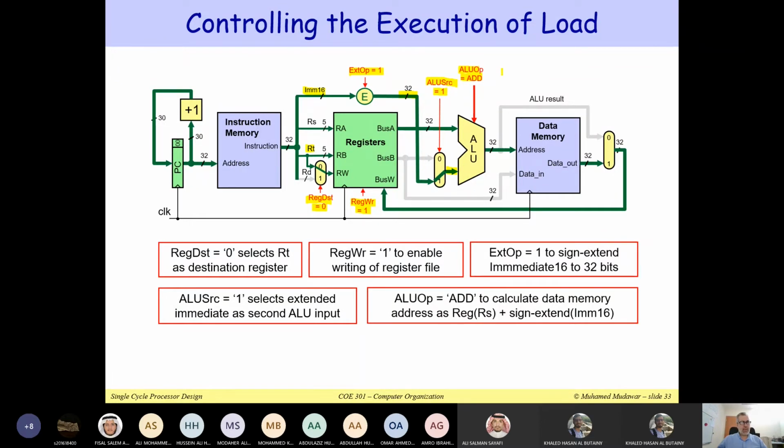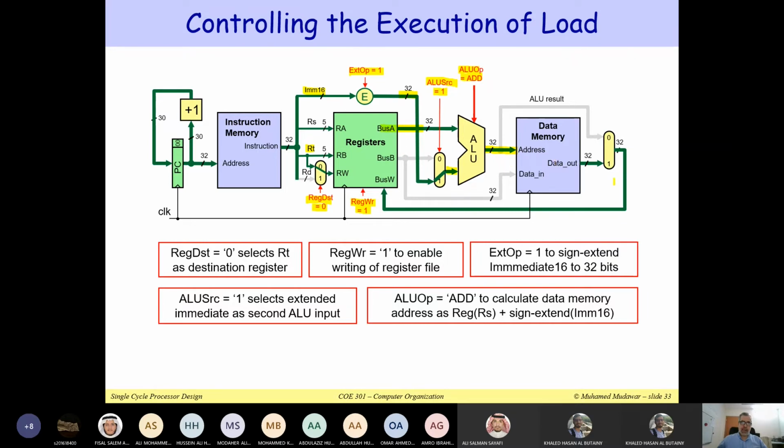So what are we adding? We are adding the base address, which is available on bus A. So bus A here will be the base address. This is my first ALU input. And my second ALU input is the extended immediate. This is the displacement. Remember, it's displacement addressing. So we add the base address with the immediate. So this will calculate here my memory address. So this is the address for the ALU.